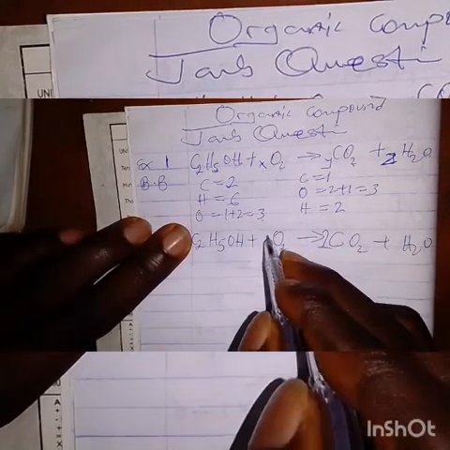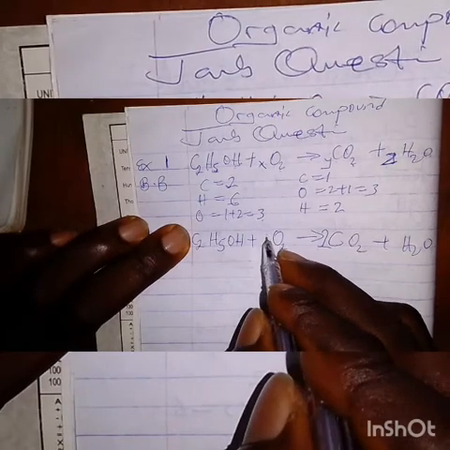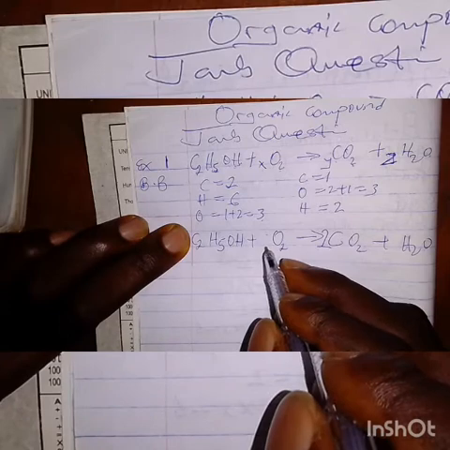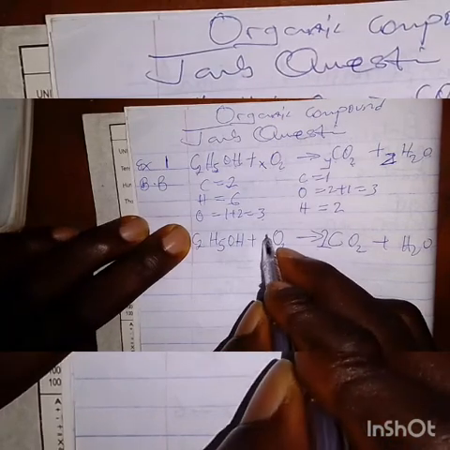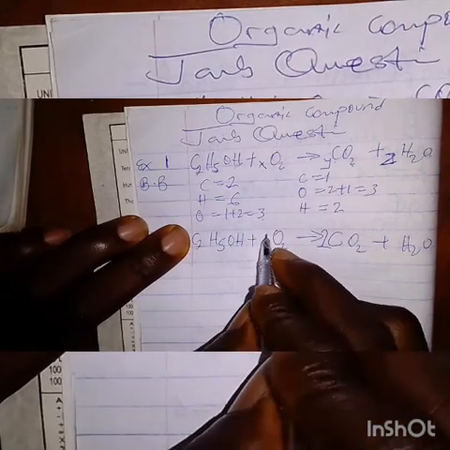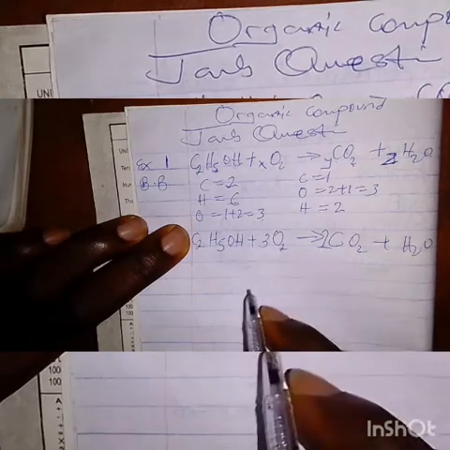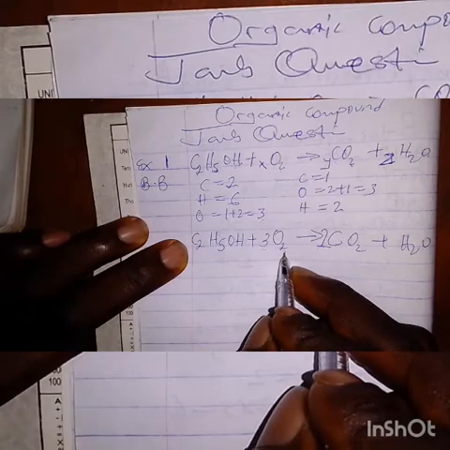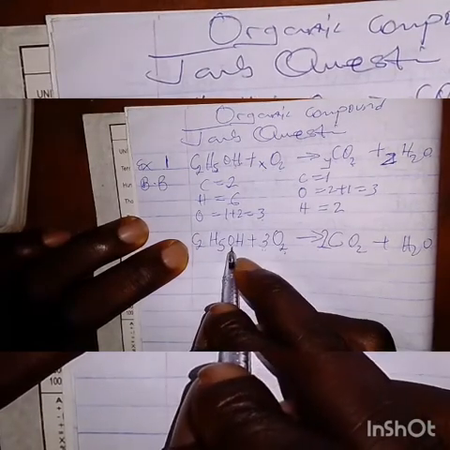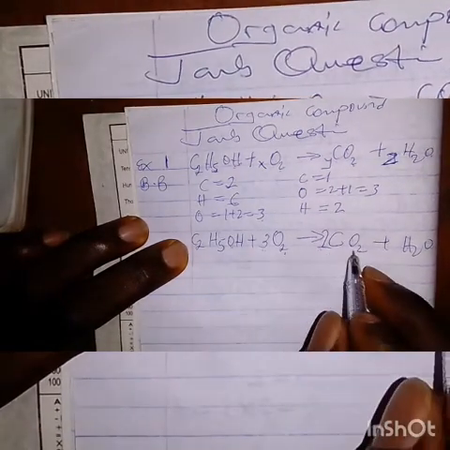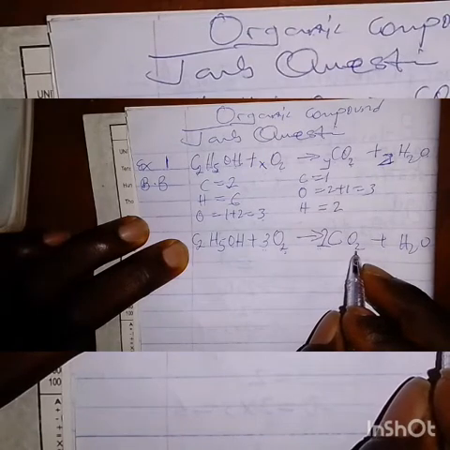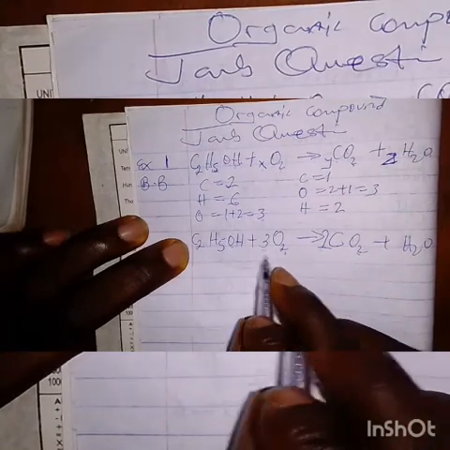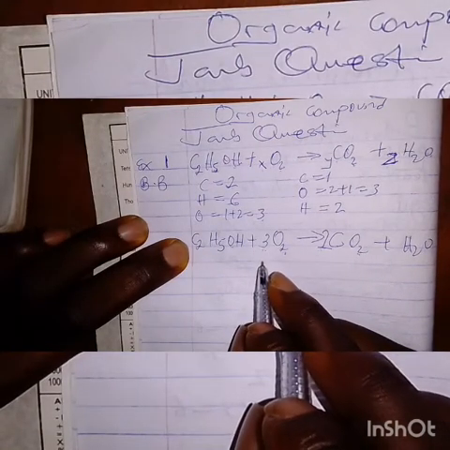But now let's put 3 here and see whether it will go. We can't put 2 here, because if you put 2 here, you'll not be able to get what you want. Let's put 3 here. 3 times 2 will give us 6. Plus 1 here will give us 7. Then 2 times 2 here will give us 4. Remember the number of oxygen here is 4, but we made mention of the total number of oxygen here being 7.